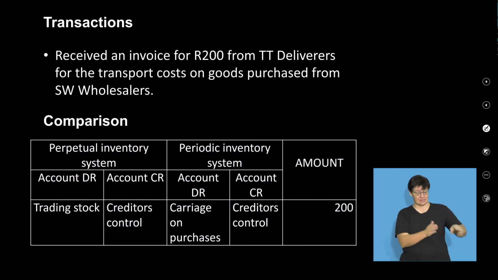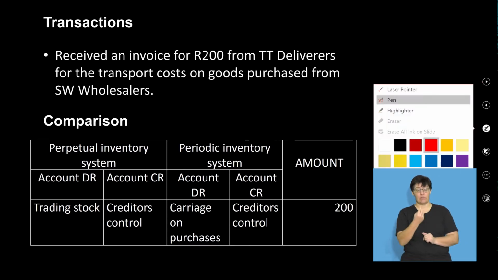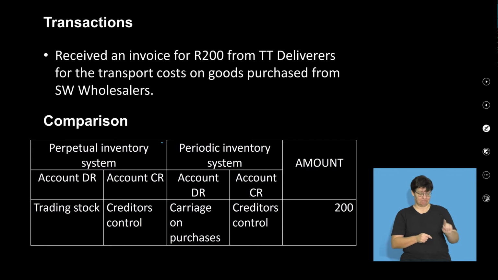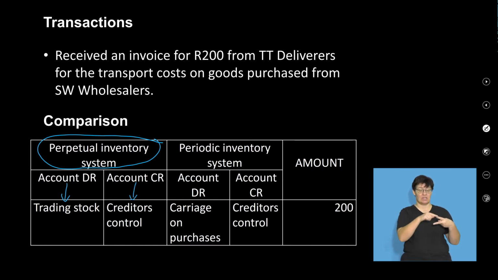It says here, received an invoice for 200 Rand from TT Deliverers for the transport of goods on a goods purchase from SW Wholesalers, right? Okay, let's take this transaction firstly using the perpetual inventory system. Here we go, perpetual inventory system. Account debited is trading stock. Notice, you don't keep a separate account for the delivery expense. Creditors control because it was done on credit.